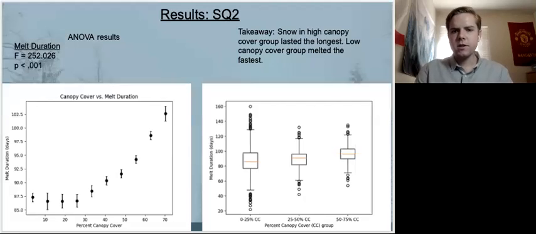For the second sub-question, the graph on the left shows a strong upward trend, and the p-value from the ANOVA was again practically 0. So there were statistically significant differences in melt duration between groups. And the post hoc test showed every combination of groups was different. And the highest canopy cover group retained the snow the longest, followed by the medium group, and in last place, low, which melted the fastest. And the difference in melt times between that low group and the high one was about a week and a half.